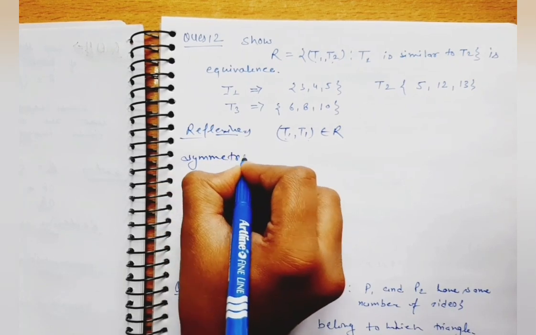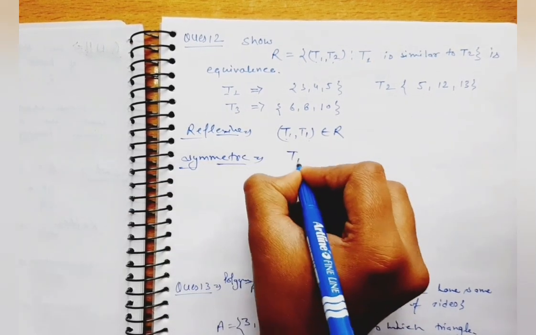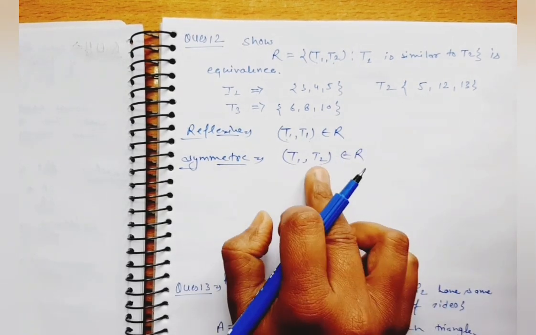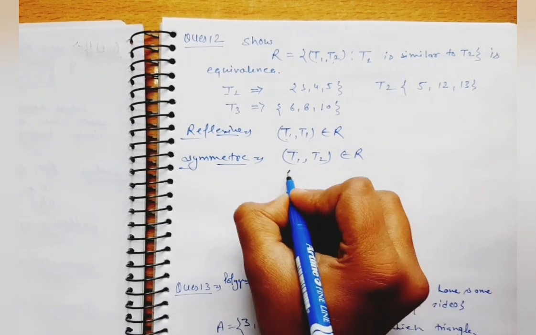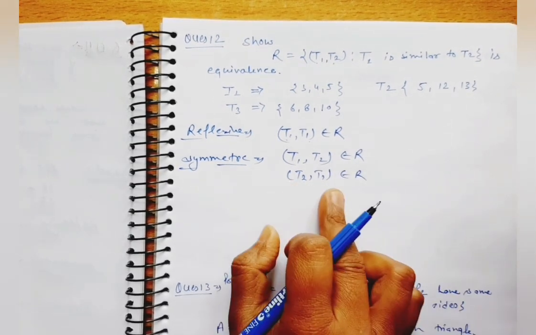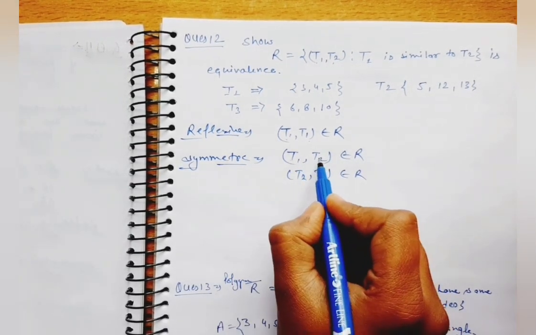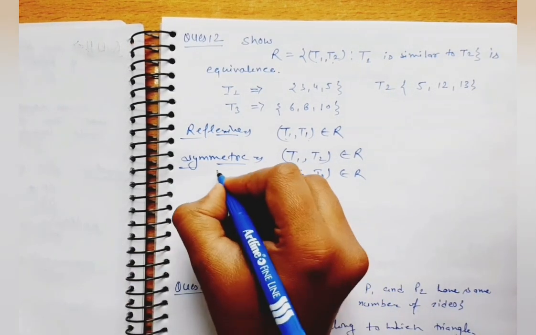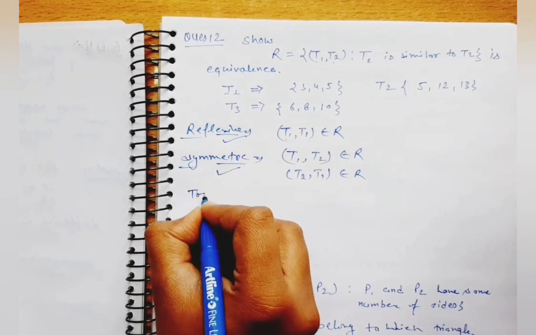Symmetric relation, if we check: (T1, T2) belongs to R. That means T1 and T2 are similar to each other. The reverse, (T2, T1), also belongs to R. Yes, it is true, because if T1 and T2 are similar, then T2 and T1 are also similar. So it is symmetric also, reflexive also.